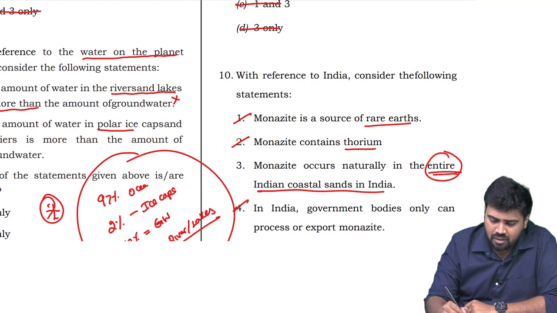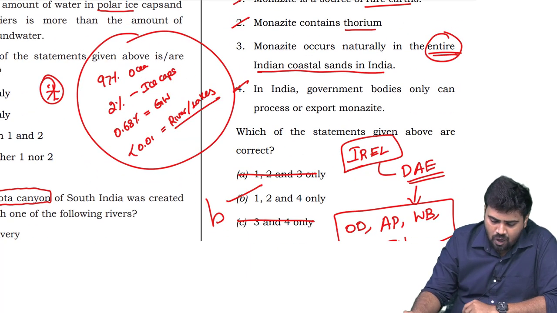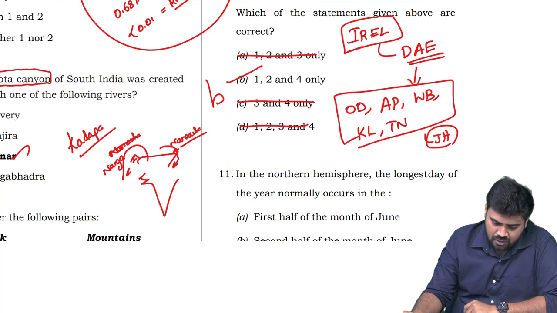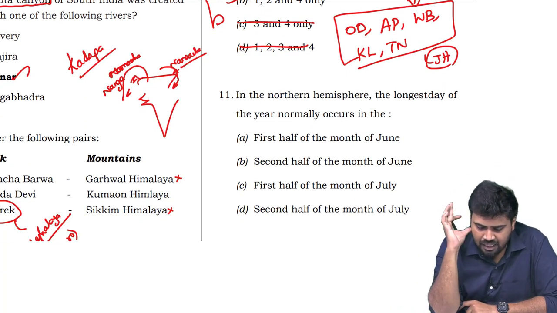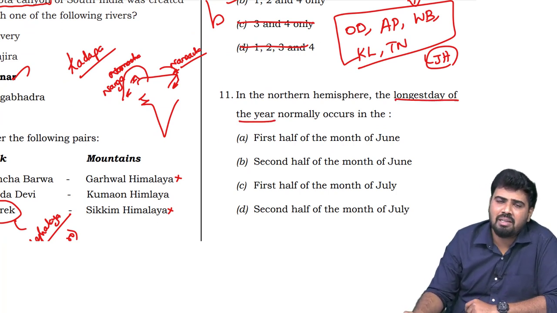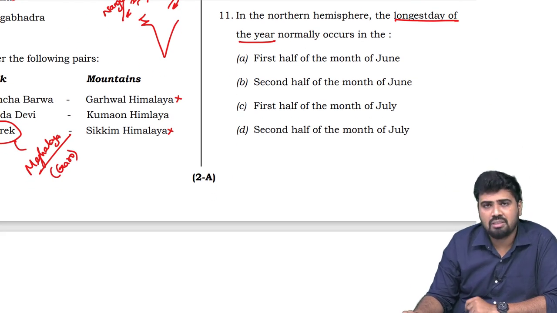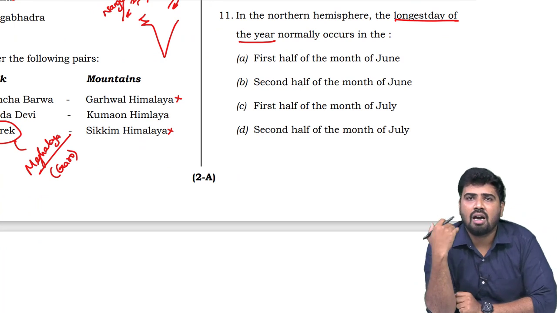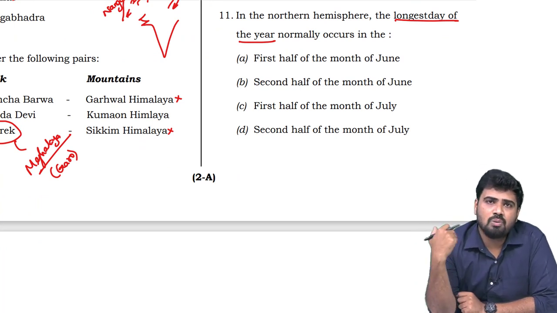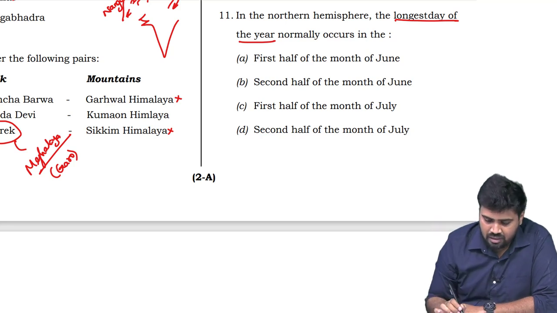So this is very important, actually: monazite, thorium, nuclear reactors, and all other facts. So 10, option B, B for Bombay. Okay, so 11. In the northern hemisphere, the longest day of the year normally occurs in, see, this is a very basic question based on revolution, based on the apparent movement of the sun, the northward movement of the sun or southward movement of the sun, Uttarayan movement, Dakshinayan movement, correct?